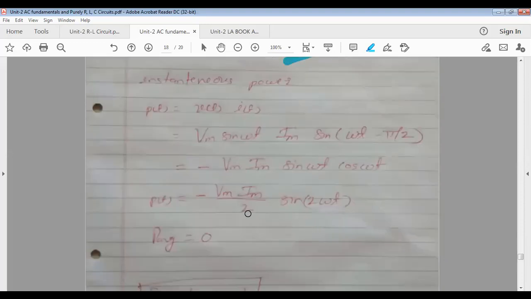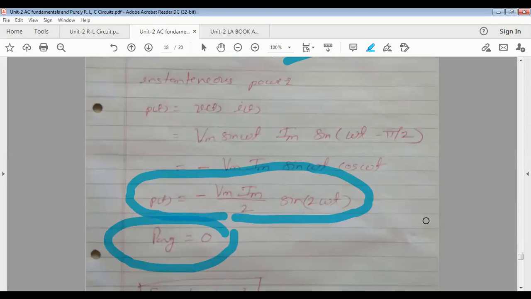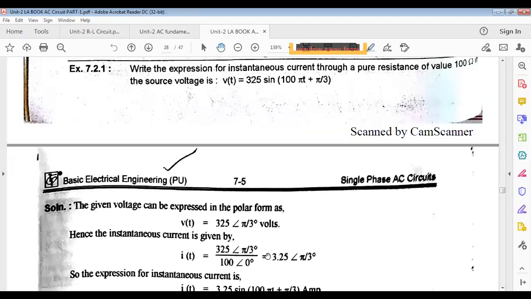This is the instantaneous power equation we got. And what is the average power? Is this done? Average power is done. Average power for an inductor is 0. And energy stored by an inductor is half L i square joule.